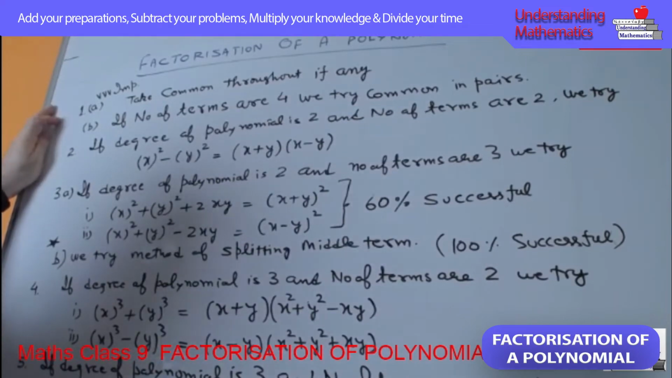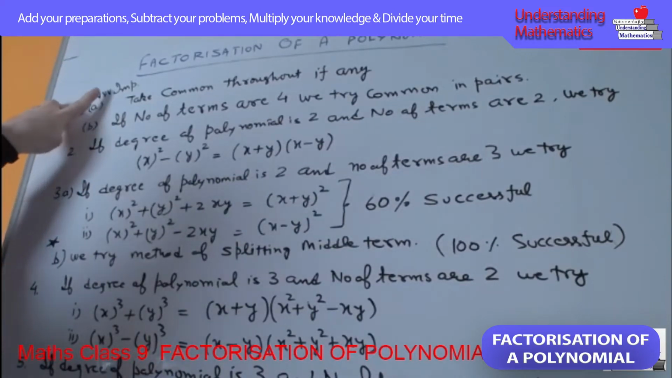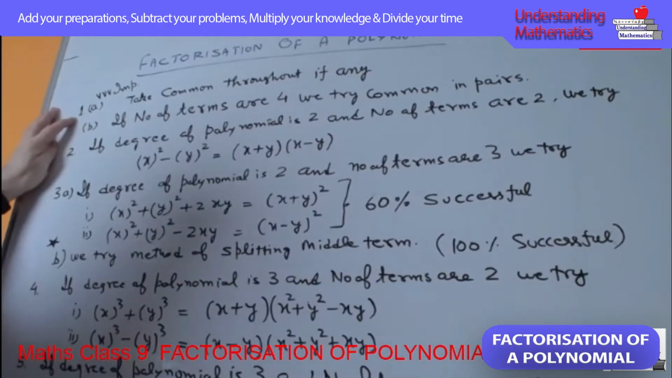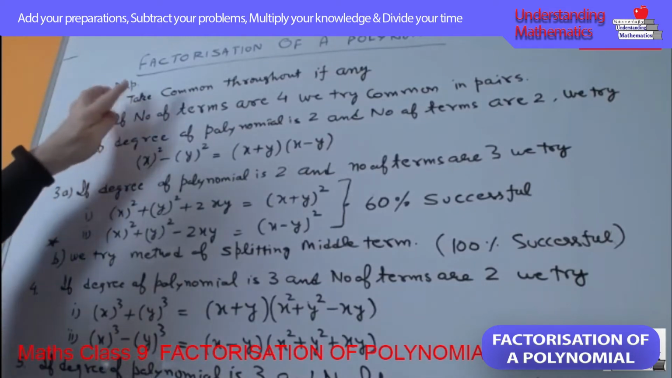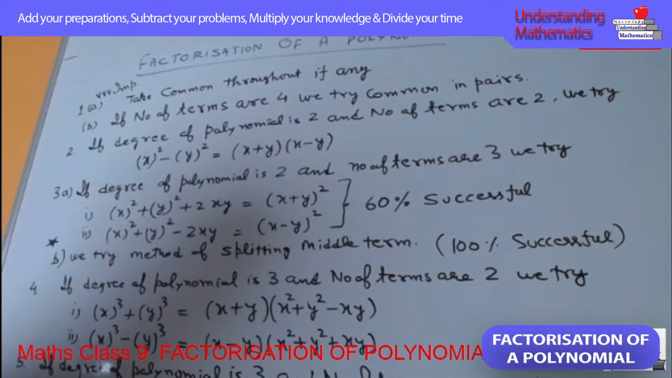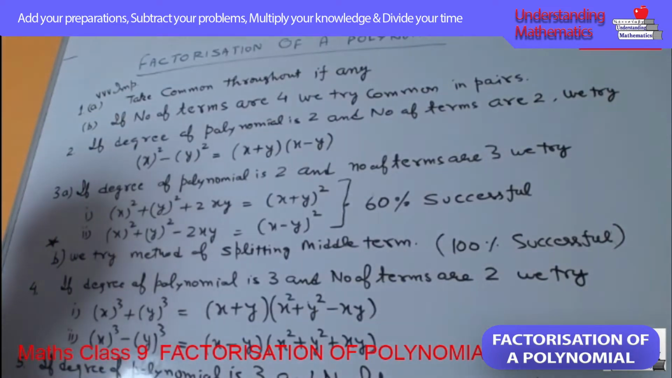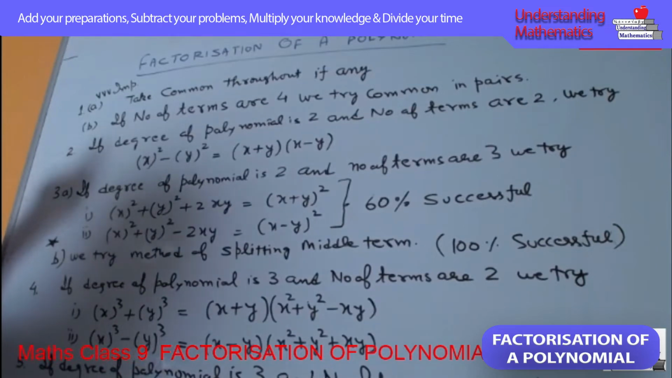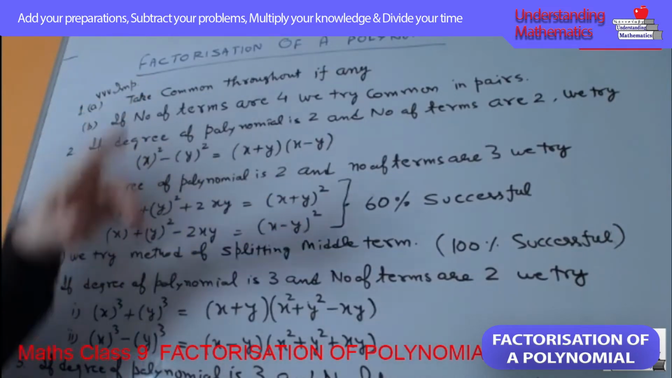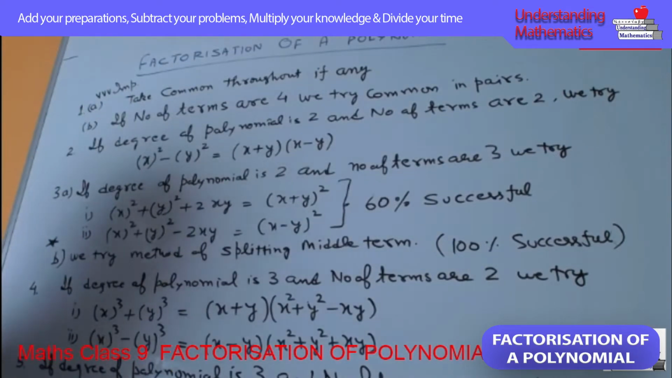The first step, the most important step, as I have written, very important, is step number 1, part A: take common throughout, if any. This is the simplest factorization of taking a common factor throughout all the terms of the polynomial, which we generally miss. So it should be tried, and it should be tried only in the first position, as I have written on the top, take common throughout if any. If there is nothing common, we can go to the next step.